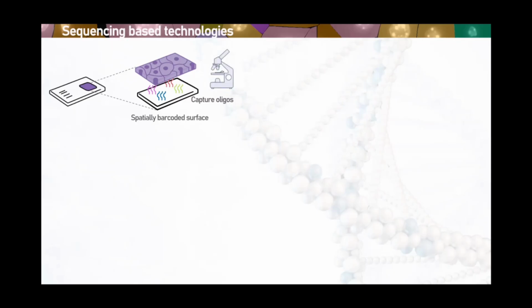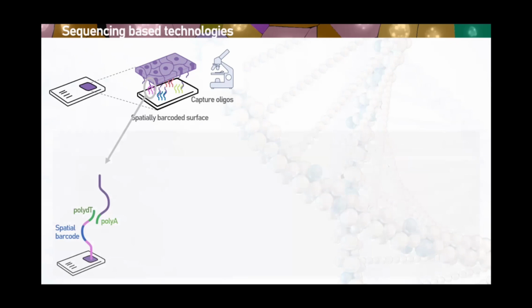Before permeabilization, in some of the technologies, we can take an image of our tissue to retain the histology information. And then permeabilization releases the mRNA from the tissue, which is then captured by our capture oligos.